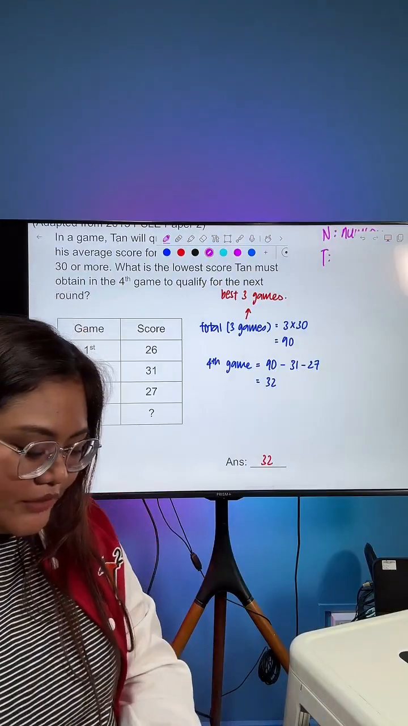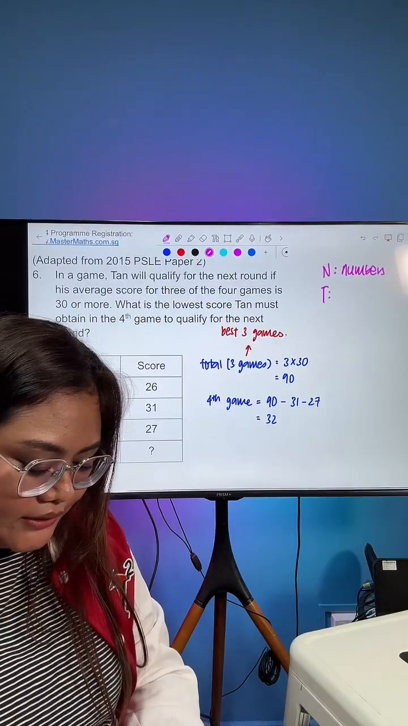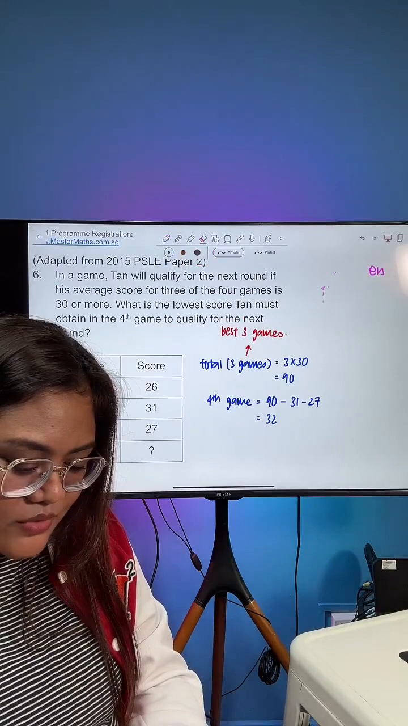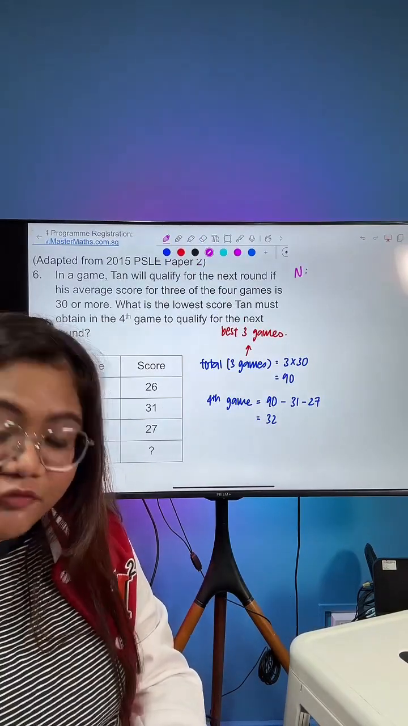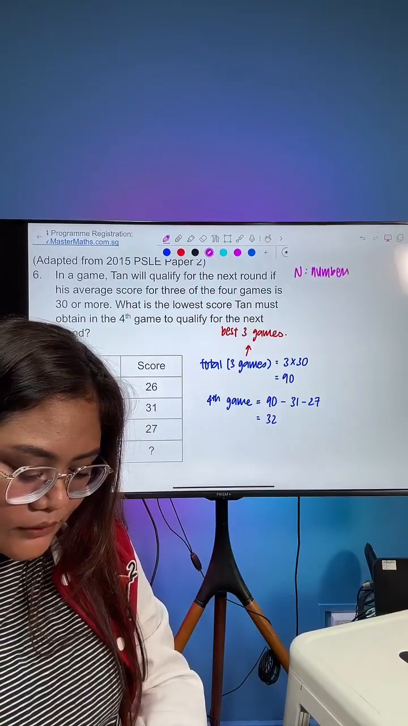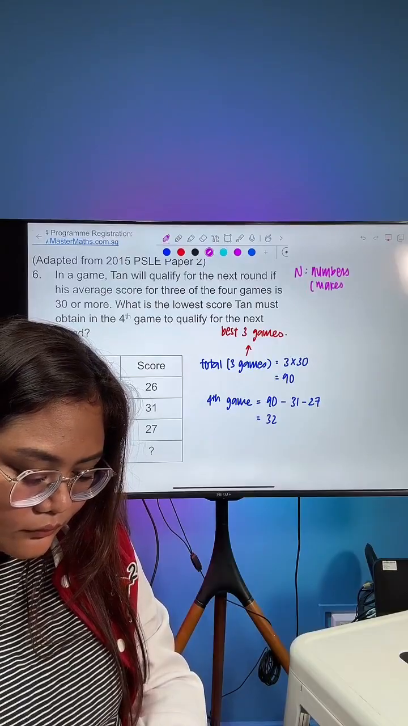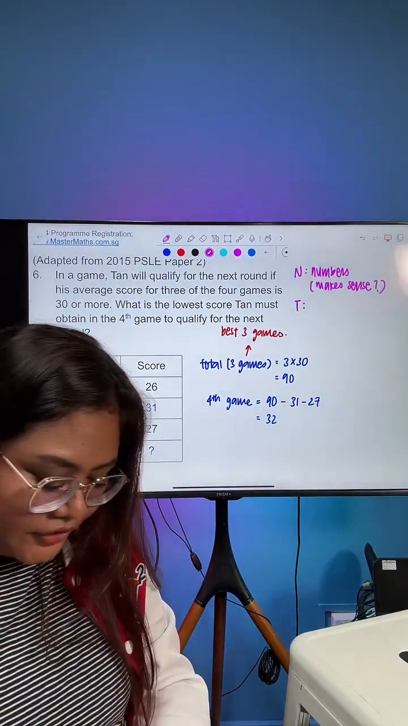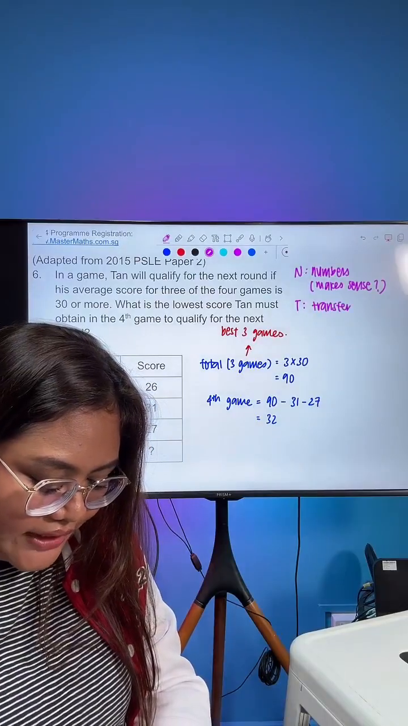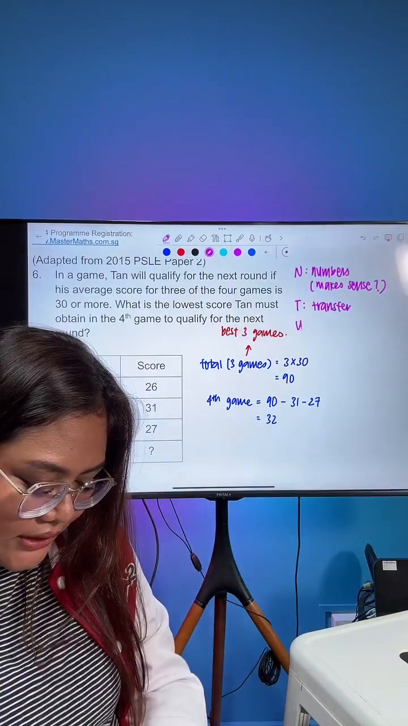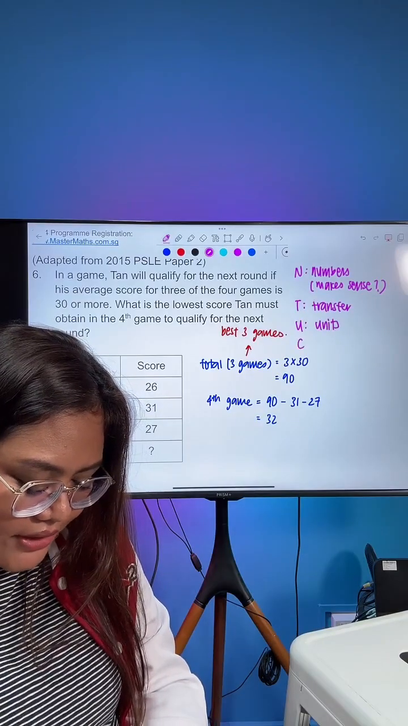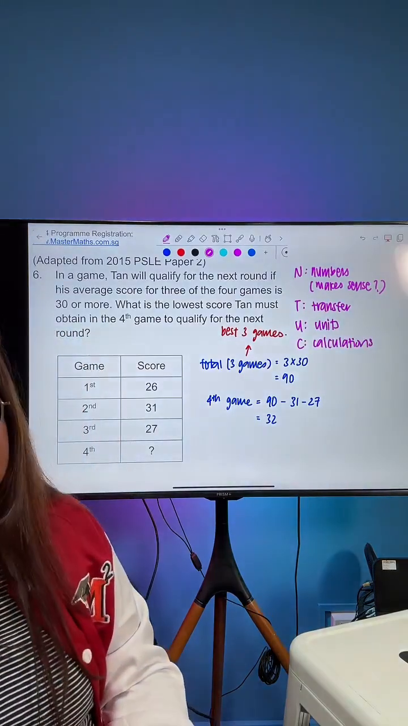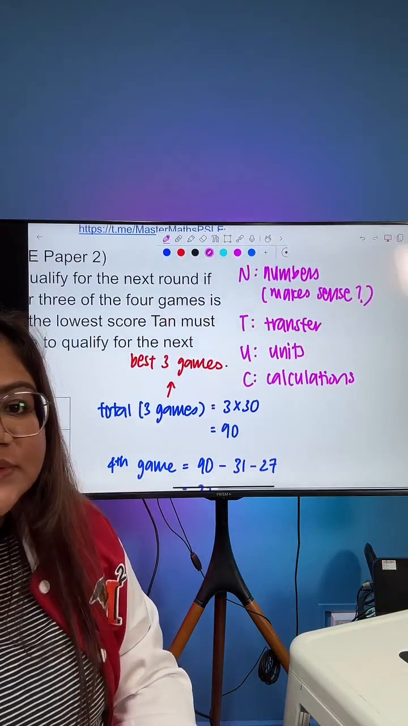AC Delia, do you need me to explain question 6 or you just need to write down only? For C, give me a second. Let me write down NTUC for you. And for numbers, whether it makes sense. T for transfer. Did I transfer anything correctly or wrongly? U for units. And finally, C for calculation. Okay, this is NTUC. Here we go.